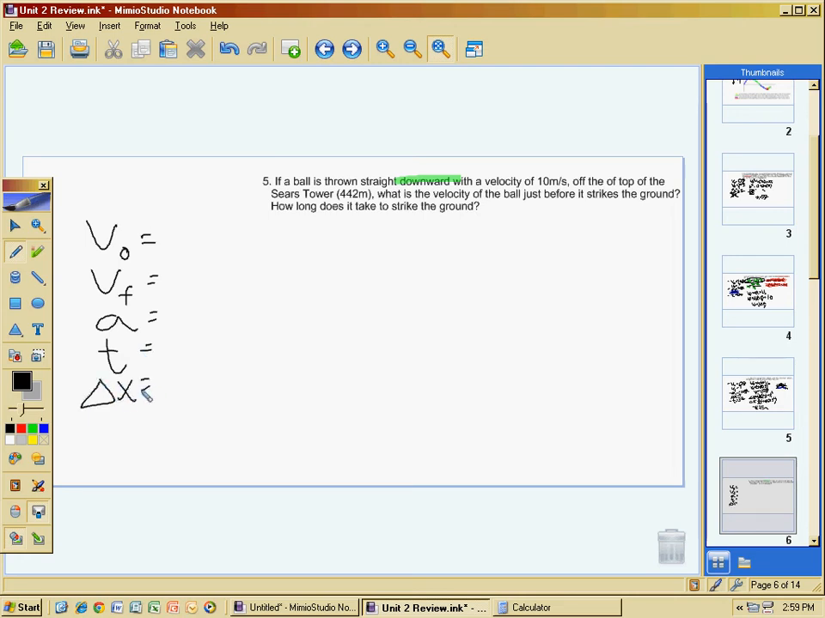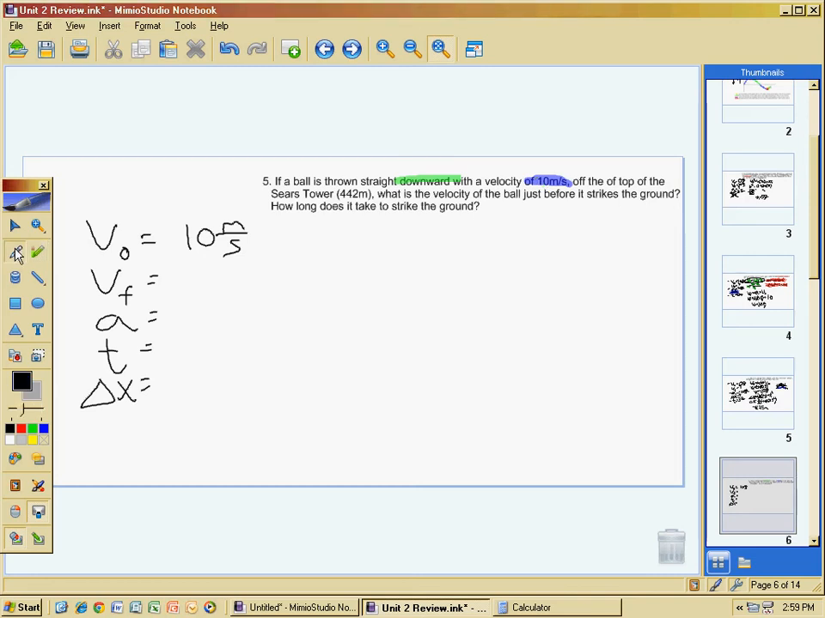All right, if a ball is thrown straight downward with a velocity of 10 meters per second. Now here's the thing, we know initial velocity is going to be 10 meters per second. But what tricks people up is they just leave it that way, because the problem only says 10 meters per second. So you see 10 meters per second and you immediately just say, all right, plug in 10, we're done.